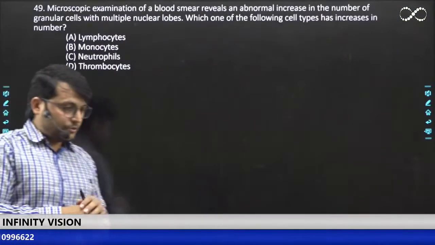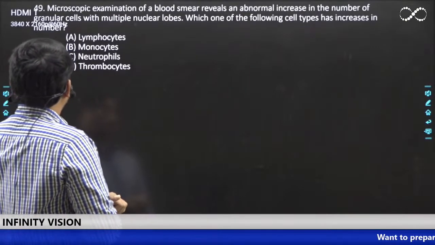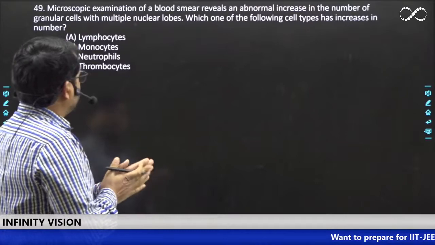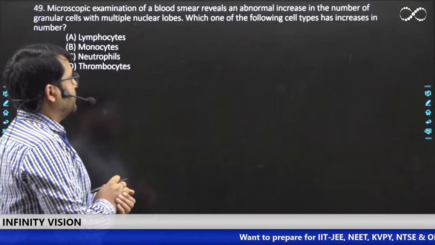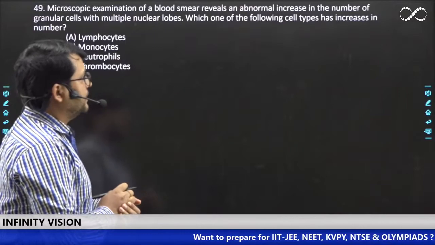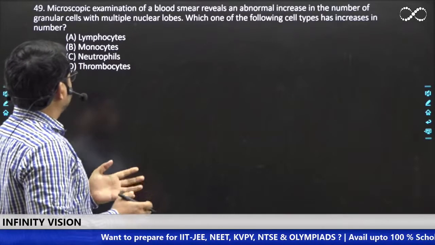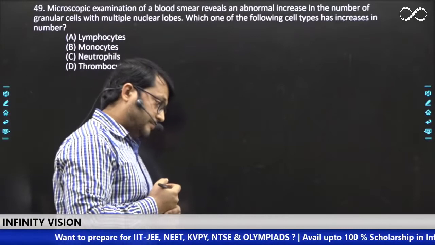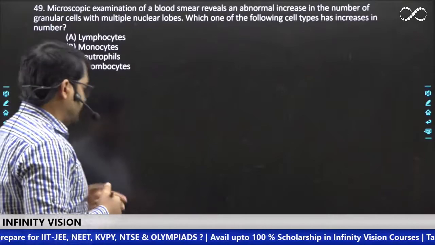The next question is question number 49. This question says, microscopic examination of a blood smear reveals an abnormal increase in the number of granular cells with multiple nuclear lobes. Which one of the following cell types has increased in number?